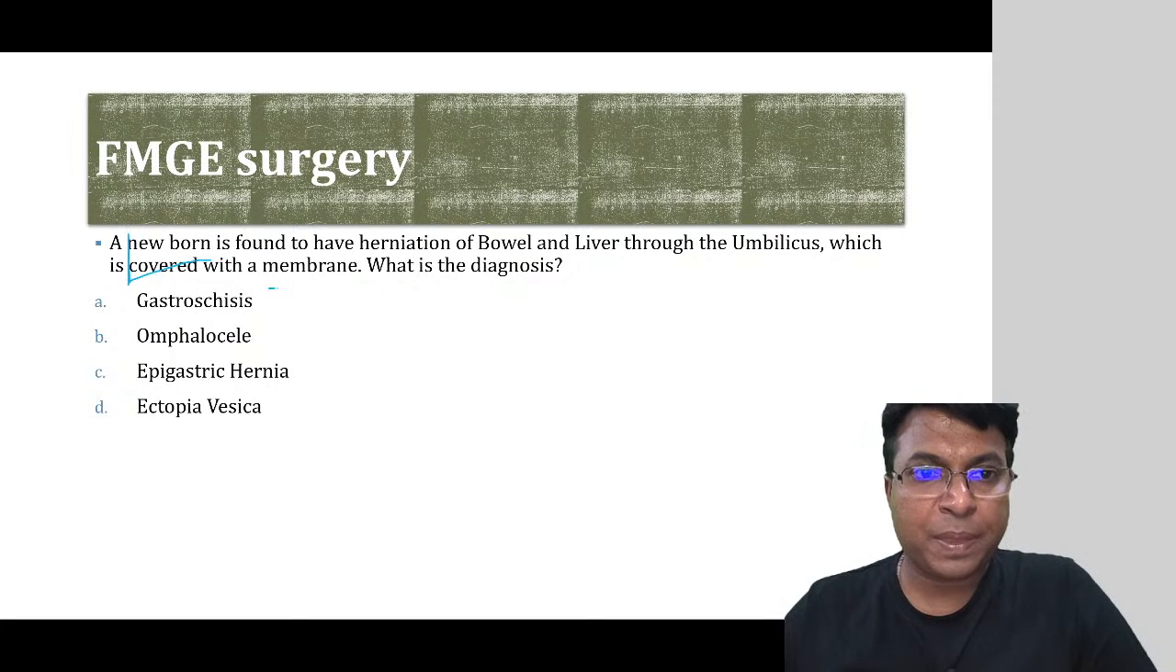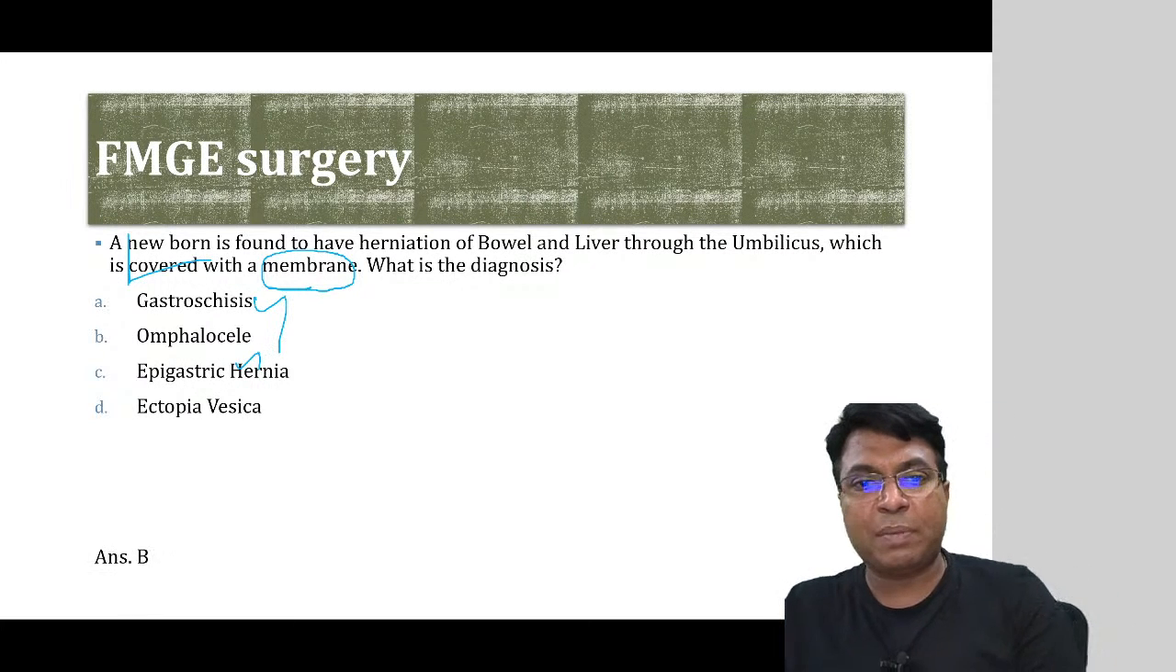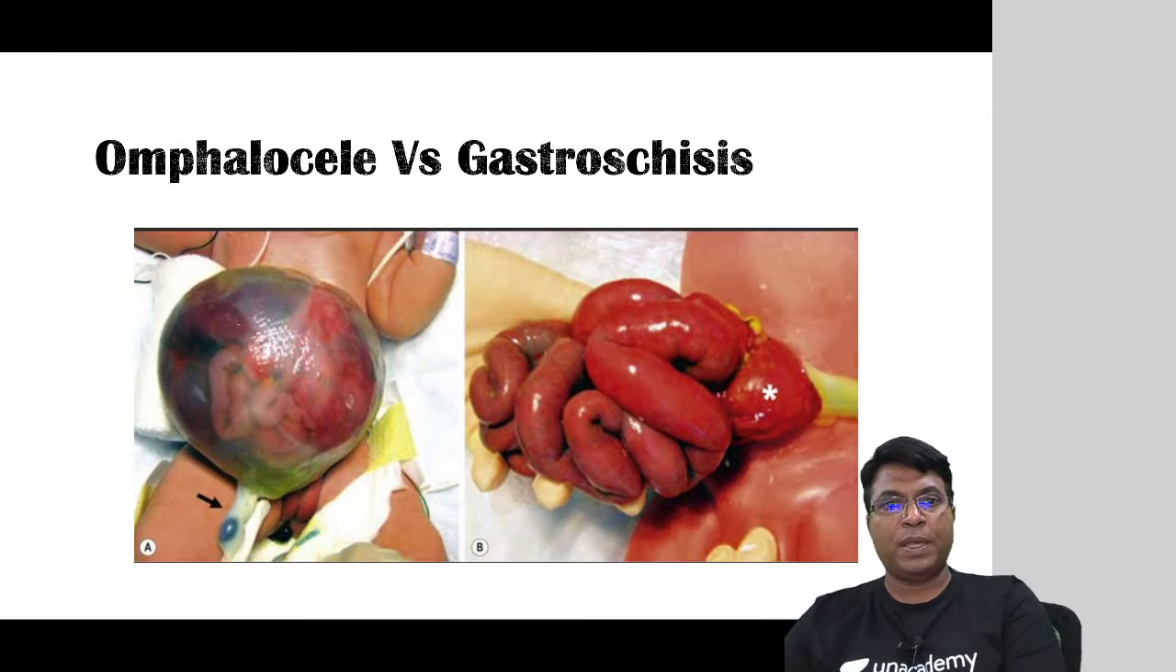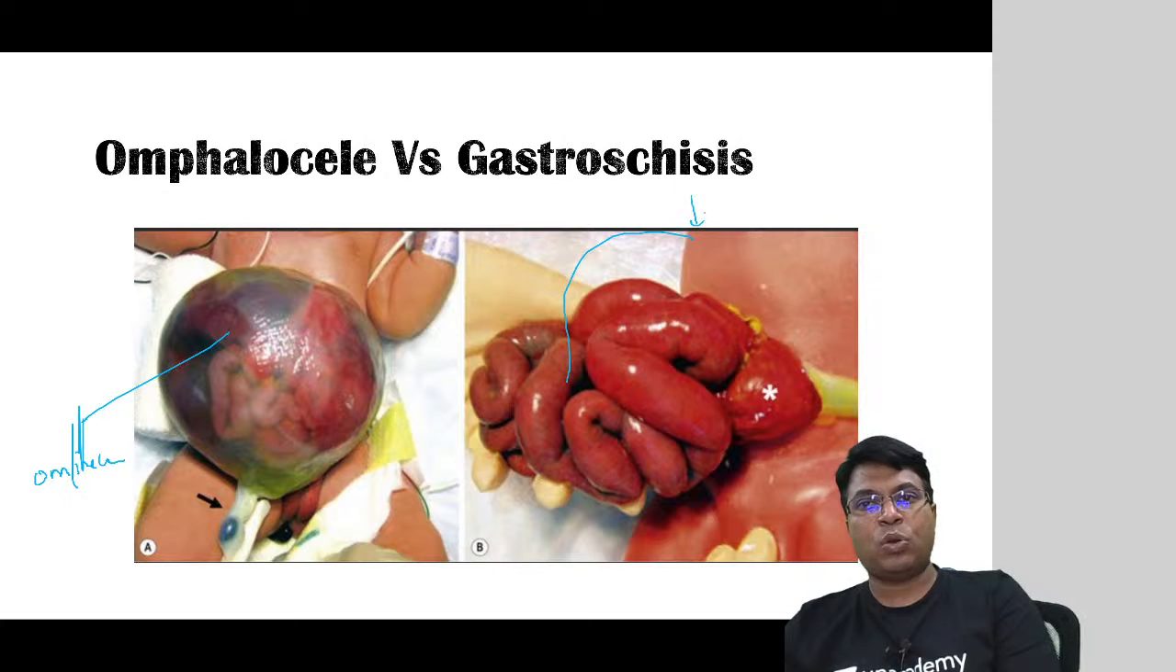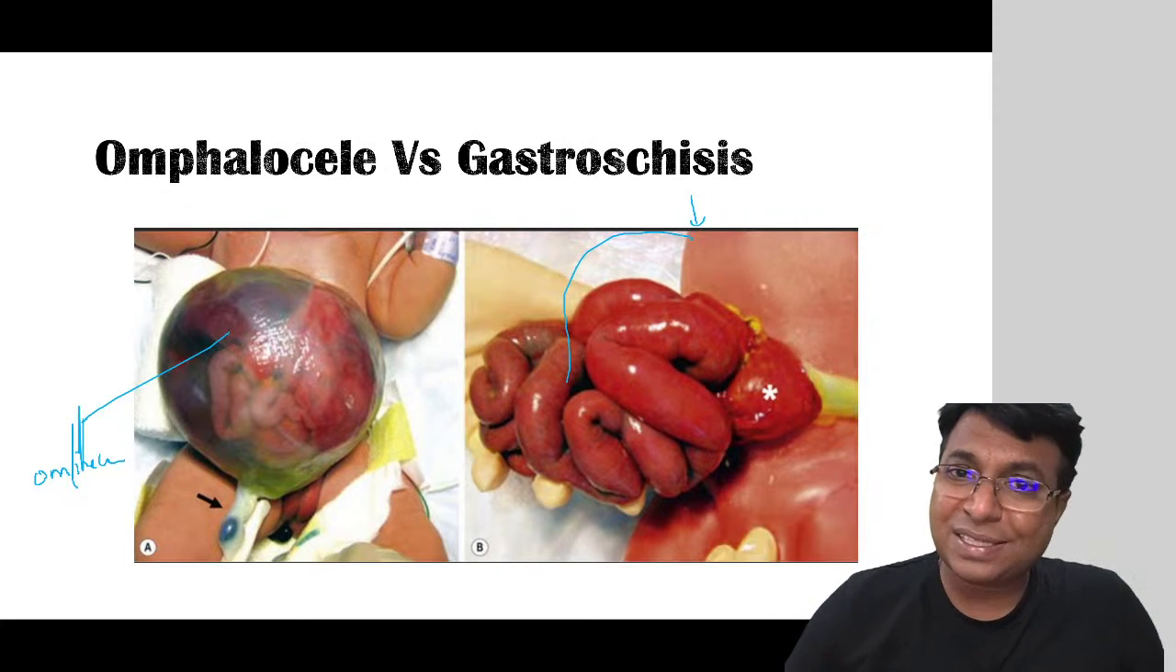What is the diagnosis? When there is a covering membrane seen, it is known as omphalocele. When there is no covering membrane, it is gastroschisis. These are the two. So this you can see is an exomphalos or omphalocele. This is gastroschisis. There is no covering membrane. So gastroschisis is more dangerous.